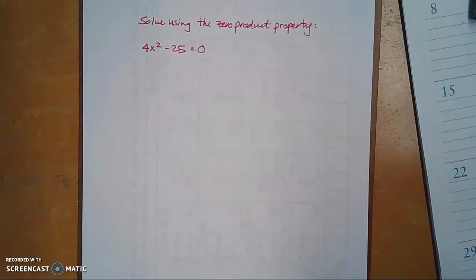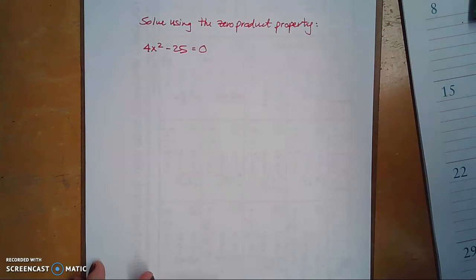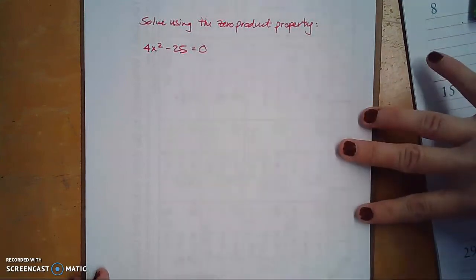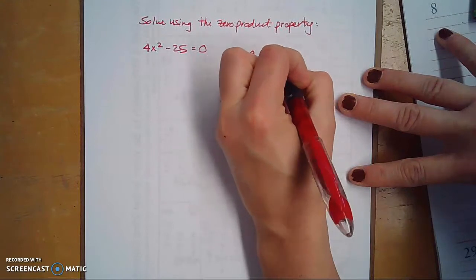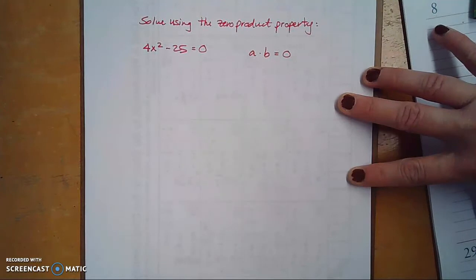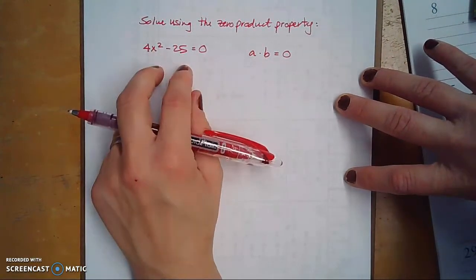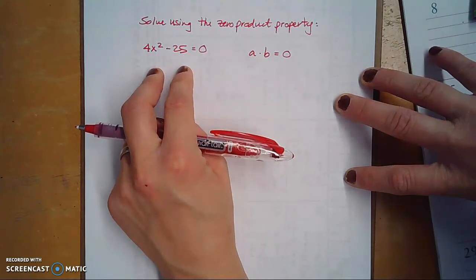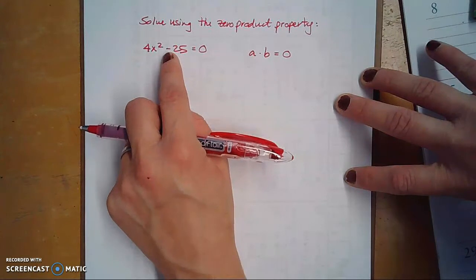Okay, let's look at another example where we're being asked to solve using the zero product property. So we have 4x squared minus 25 equals 0. To use the zero product property, we need the product to be set equal to 0, which means that we're going to need to factor the binomial. Now, notice here the binomial, we can factor it just like a trinomial, keeping in mind that we're missing the linear term.